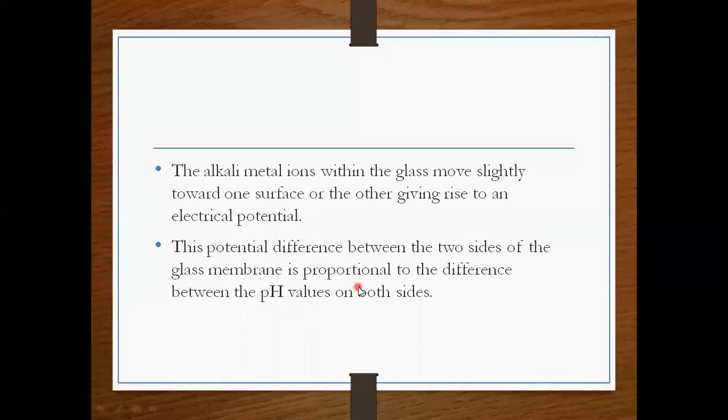This potential difference between the two sides of the glass membrane is proportional to the difference between the pH values on both sides. Since the internal solution has a fixed pH value and also a fixed internal hydrated gel layer, the external glass membrane gel layer is different from the inward one. So the potential is also different. The potential difference between the two sides is responsible for the changes in the pH value of the internal solution and also the external solution of unknown pH.